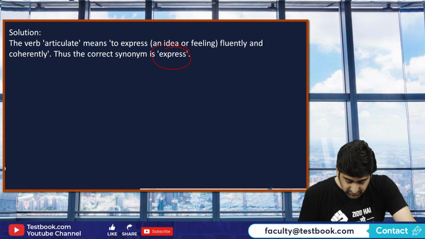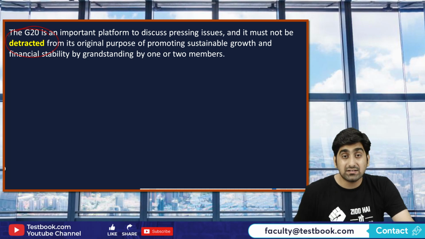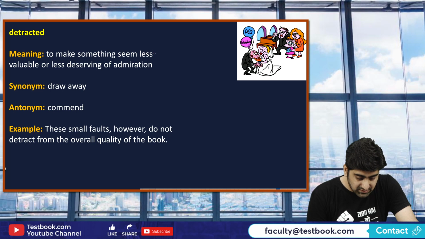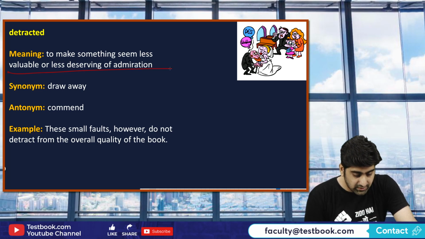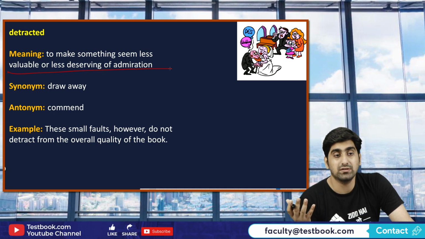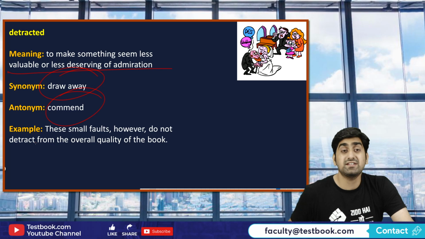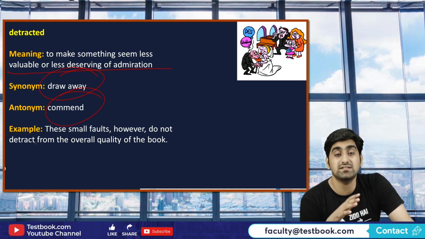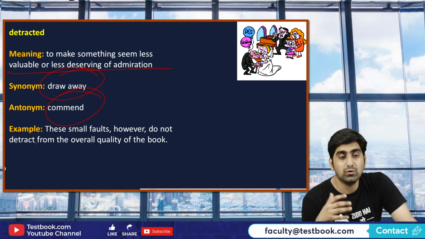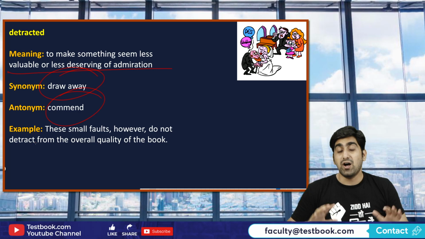Now we have the next question, which is the word detract. The meaning of the word is to make something seem less valuable or less deserving of admiration. So draw away is the synonym and the antonym is commend. The example sentence can be seen as: these small faults, however, do not detract from the overall quality of the book. So you can see how we use these words.